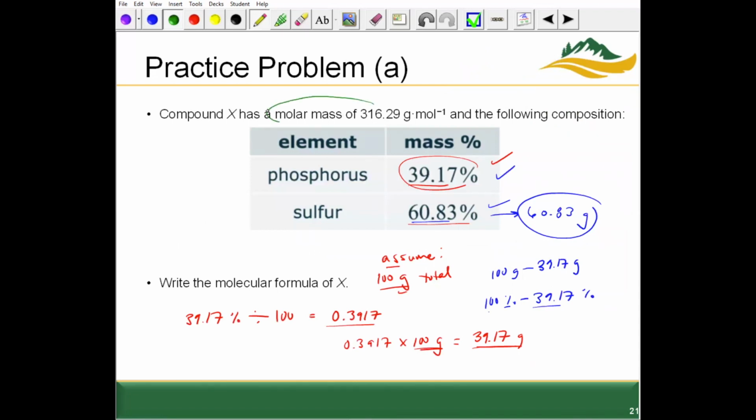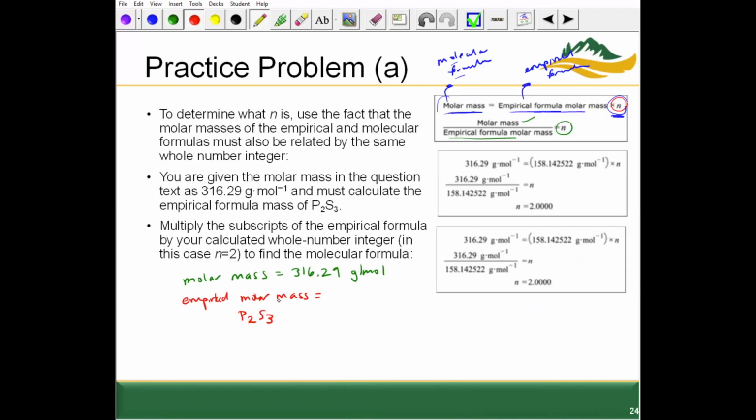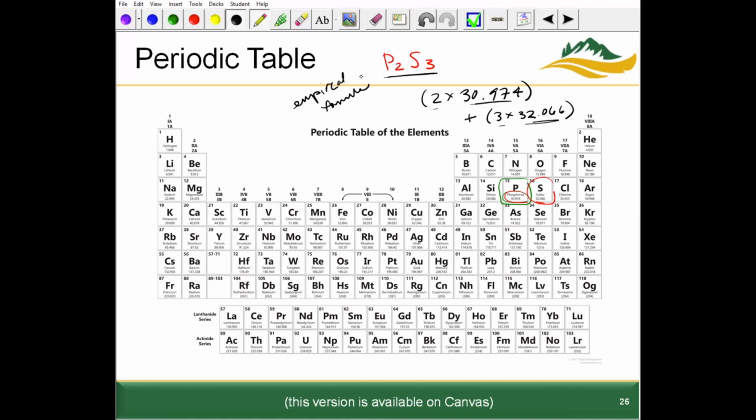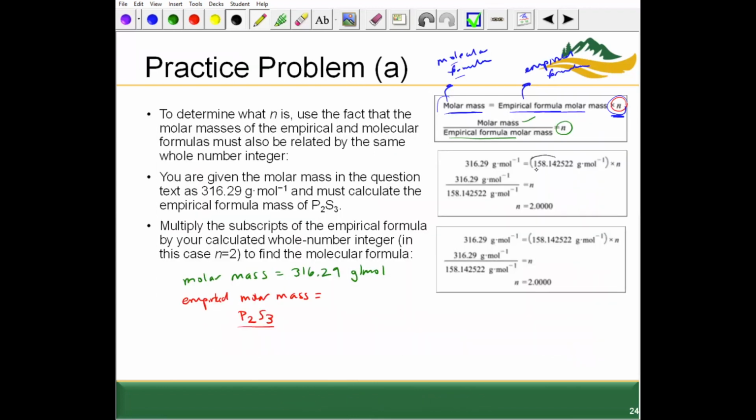The molar mass is told to us in the problem. For the empirical molar mass, we have our empirical formula, that's P2S3. Phosphorus, again, weighs 30.97. Sulfur weighs 32.066. For the empirical molar mass then, P2S3, we need 2 times the mass of phosphorus and 3 times the mass of sulfur. And again, this is for our newly found empirical formula. That comes out to be about 158.14 grams per mole.